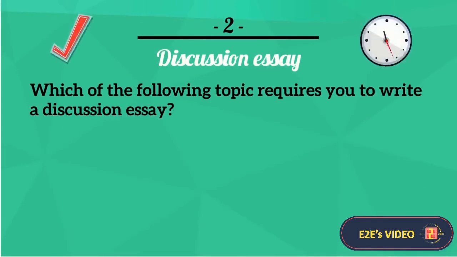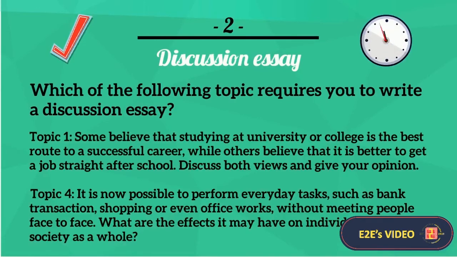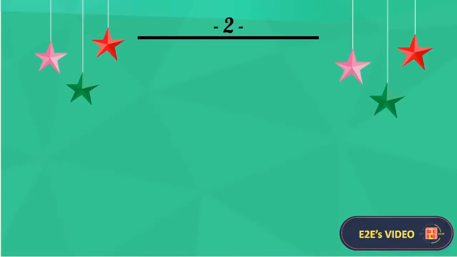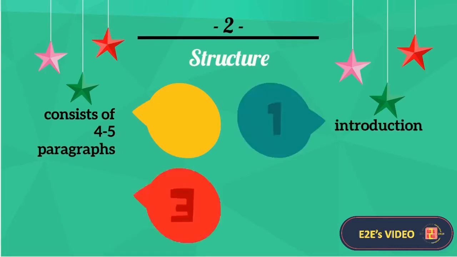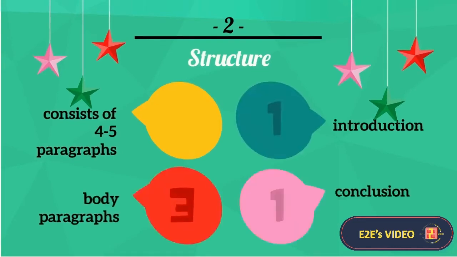Okay, time's up. The answer will now be revealed. Topic 1 and 4. Now that you know how to identify a discussion essay, let's look into its structures. A discussion essay typically consists of 4 to 5 paragraphs. These include 1 introduction, 3 body paragraphs, and 1 conclusion.